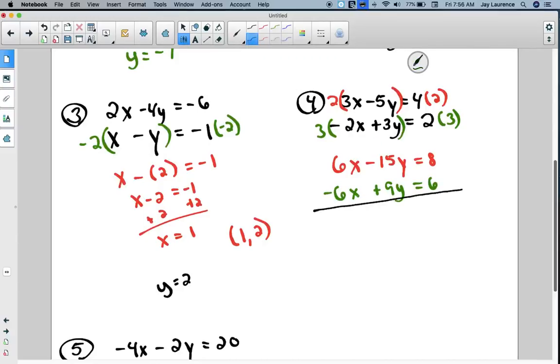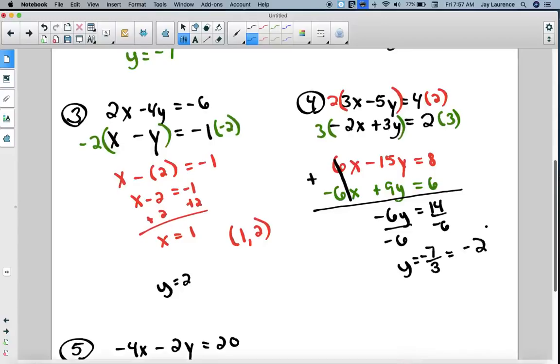Now I can add my two equations together. And when I do, I get -6y equals 14. All right, going to divide by -6, which means y, and I'm going to simplify. That's going to be -7/3, which is -2 2/3.